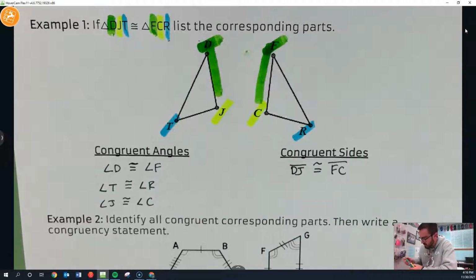Okay. So, sorry about that. My highlighter's kind of messing up right now.